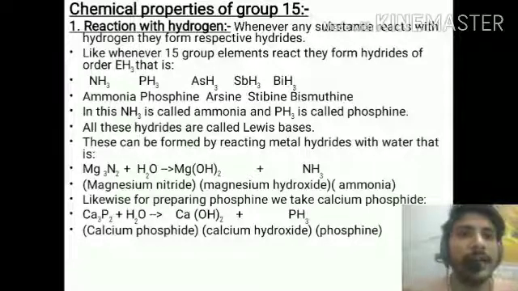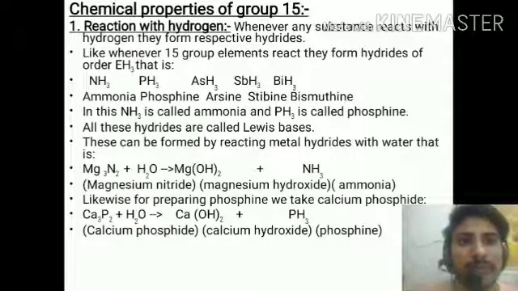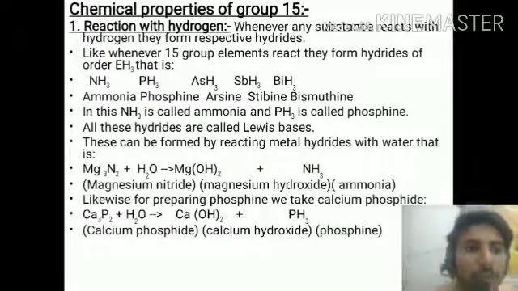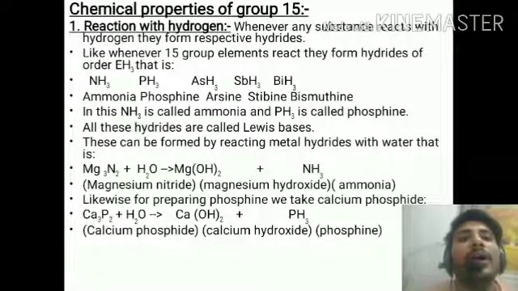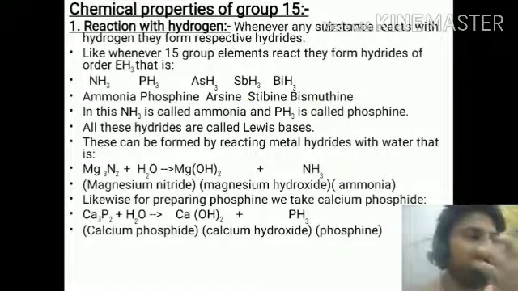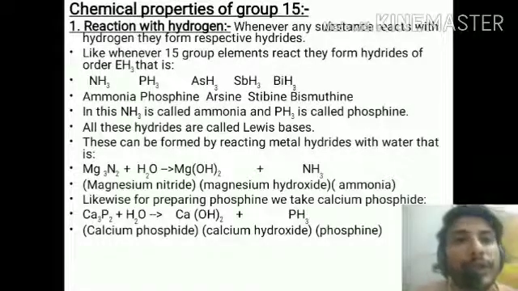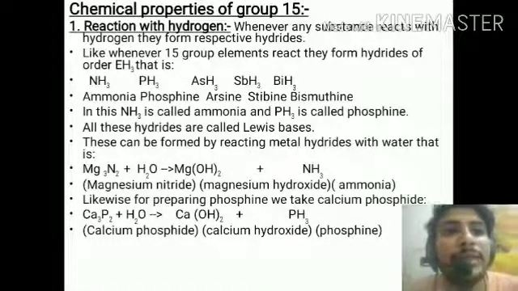So it shows the +3 and +5 oxidation states, and the hydride is of the EH3 type. For example NH3, PH3, AsH3, SbH3, BiH3, because the oxidation state is 3. So these are ammonia, phosphine, arsine, stibine and bismuthine. NH3 is called ammonia and PH3 is called phosphine.